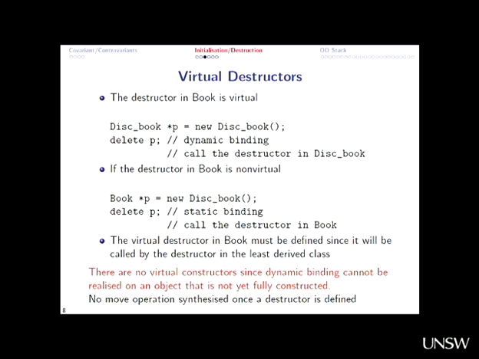If the destructor is not virtual, and we create a discounted book and assign that to a book star, and we say delete P, because of static binding, it will call the destructor for book. And so the book component of the discounted book will get destructed, but the rest of the discounted book object will not get destructed. So the wrong destructor will get called. Okay, so your destructor must be virtual.